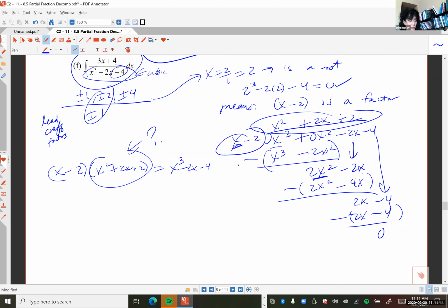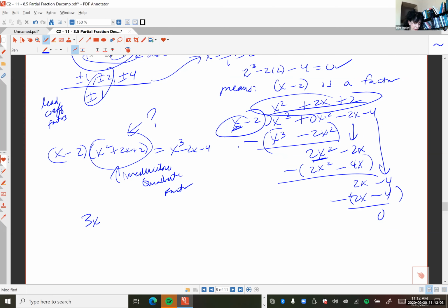Over the set of integers, of course. No, no. This is another irreducible quadratic, I'm sorry to tell you. It does not factor anymore. Bummer. So then what? Well, then you've got to worry about your partial fractions. How many and what are they going to look like?